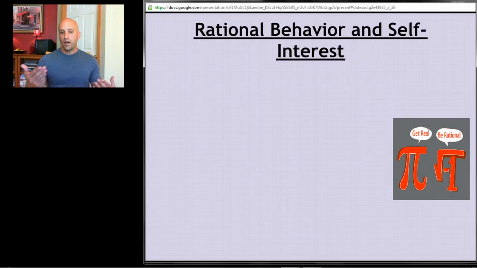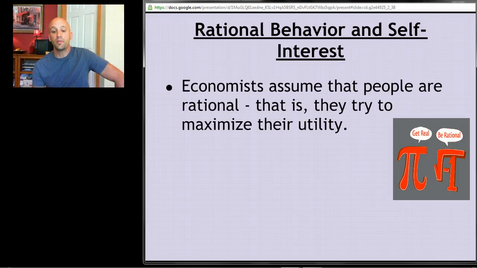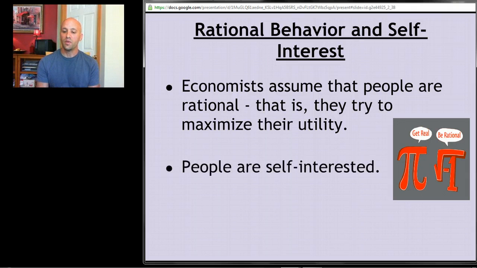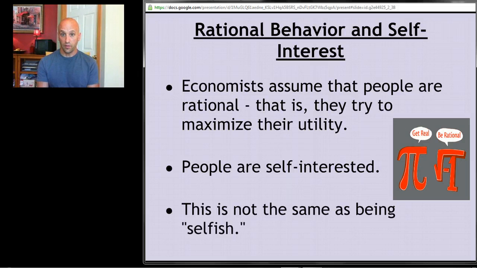All right, moving on. Rational behavior and self-interest. Economists assume that people are rational, and what that means is that they try to maximize their utility. They try to make themselves as happy as possible. Economists also assume that people are self-interested, which is not the same thing as being selfish. Self-interested means you're trying to make yourself happy. Being rational means you will make choices that will lead to that outcome.